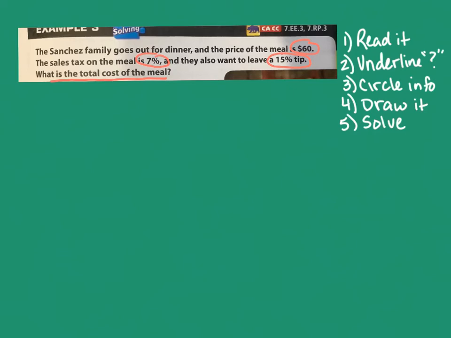Let's draw what's going on here because it still seems like a lot. So I'm going to draw one of those little booklets, you know, that they put the bill in at the restaurant. And so I'm going to put $60 on that. The cost of the bill was $60. But I know an added amount is the tax of 7%.